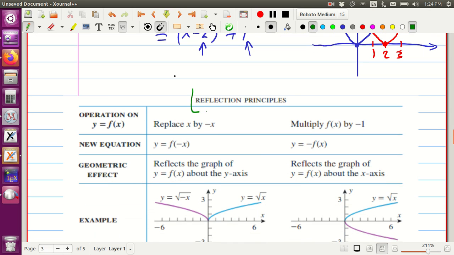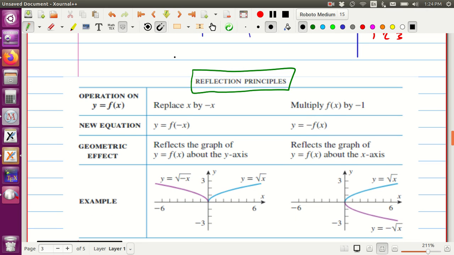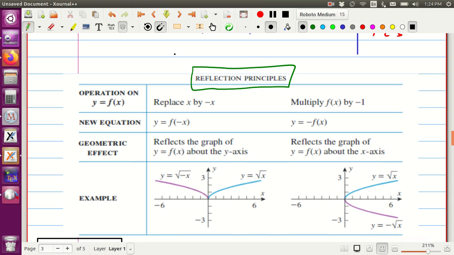Next idea is reflection. So reflection can go across the x-axis and across the y-axis. Some people say about or with respect to the axis, but let's see how it goes. So if we take x and substitute it by negative x, it will take each value that was on the right and move it as a mirror image to the left, and each value that was on the left as a mirror image to the right.